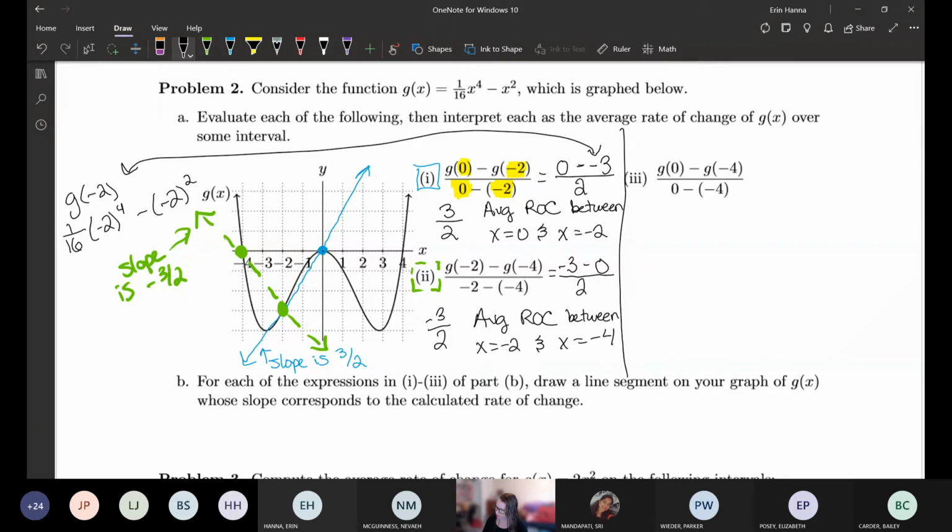Then if we look at part 3, we've got g of 0 minus g of -4 over 0 minus -4. For g of 0, if we plug in 0 to our 1/16 x to the 4th minus x squared, we're going to get 0. Then if we plug in -4, we're also going to get 0. That's going to be all over +4. That, of course, reduces to 0. So this will be the average rate of change, which again I usually abbreviate because I'm lazy, between x equals 0 and x equals -4.